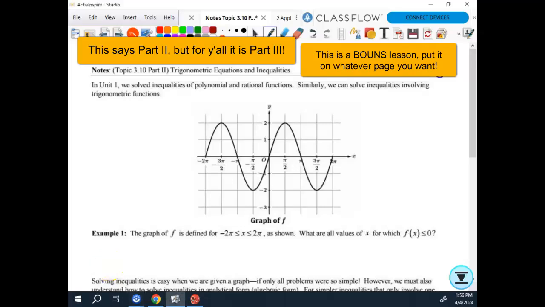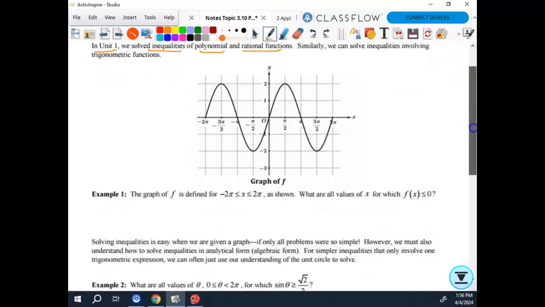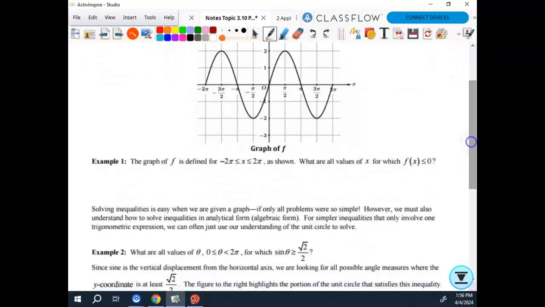All right, let's go to page 99 when we're done. So in Unit 1, we solved inequalities of polynomial and rational functions with a number line. Remember the number line? Is it positive, negative, and so forth. We're also going to do that using trig, sometimes with a number line, sometimes not. And of course, since it's trig, it's all a little bit different.